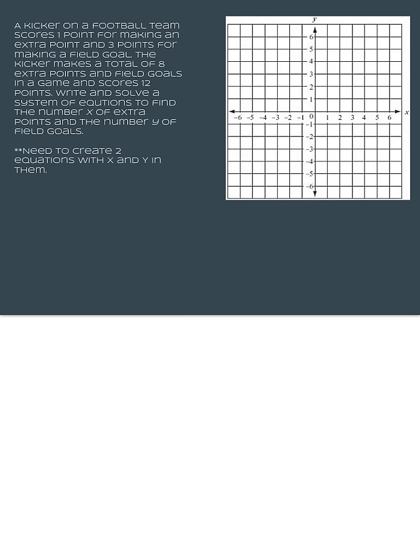So let's try this one. It says a kicker on a football team scores 1 point for making an extra point and 3 points for making a field goal. The kicker makes a total of 8 extra points and field goals in a game and scores 12 points. Write and solve a system of equations to find the number x of extra points and the number y of field goals. Our clue here is you need to create 2 equations with x and y in them. It tells you that x is the number of extra points and y is field goals, so both of our equations need to have an x and a y in them.